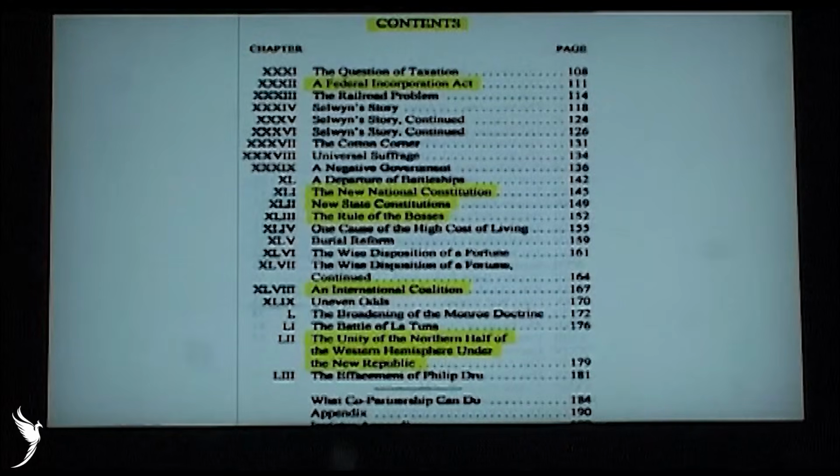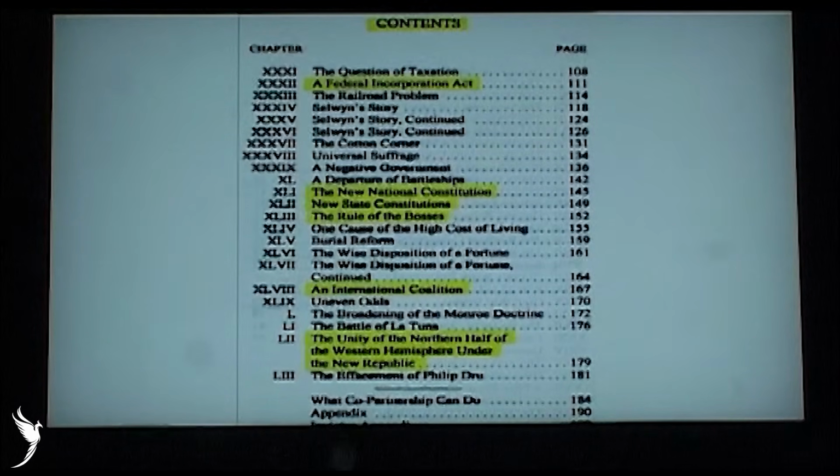And a very interesting chapter toward the end, on the bottom you'll see, the unity of the northern half of the Western Hemisphere under the new republic. Well, that's what we had under Bush, the destruction of the United States as a sovereign power, connecting the United States now with Canada and Mexico.